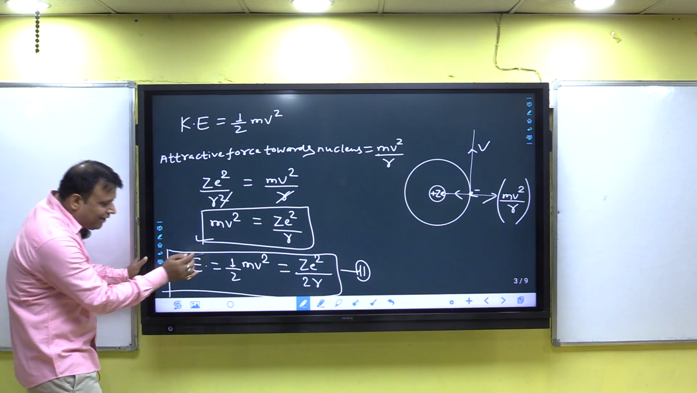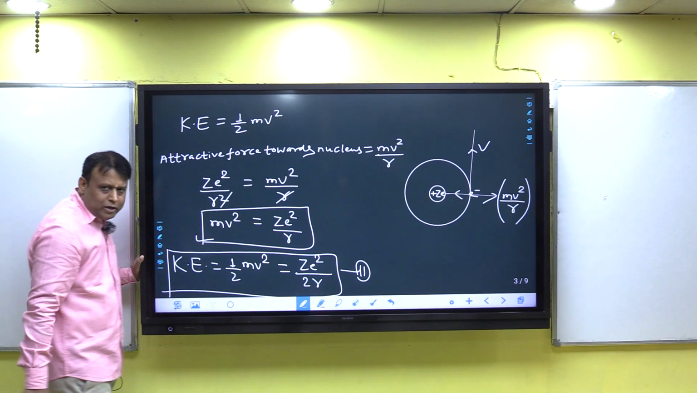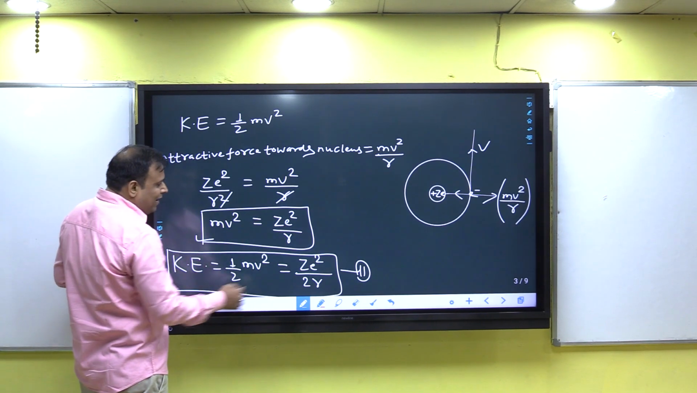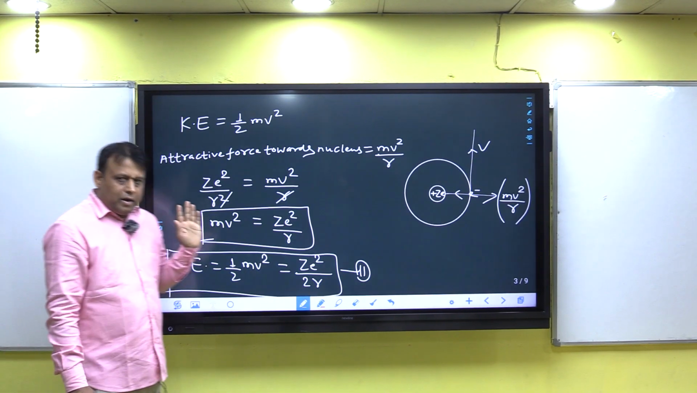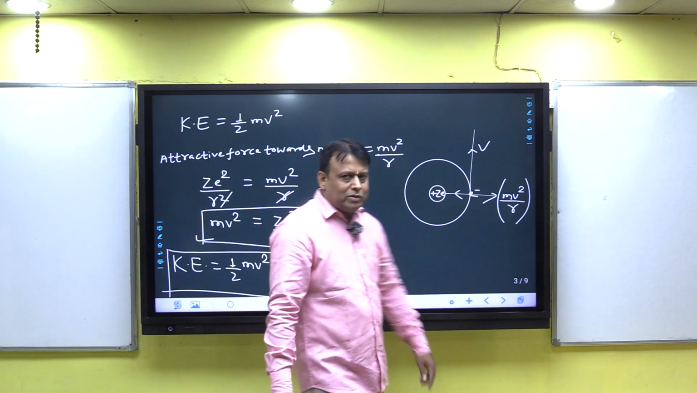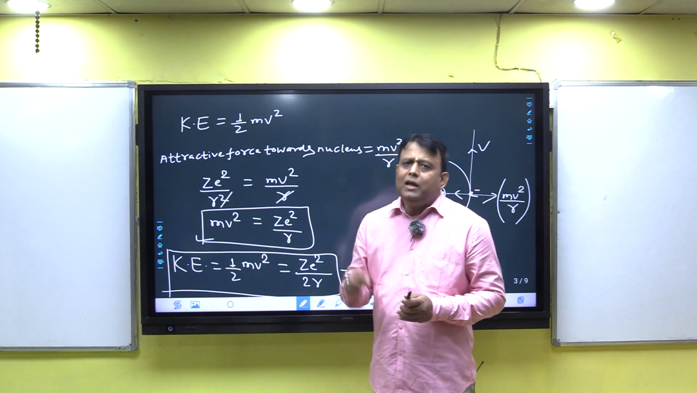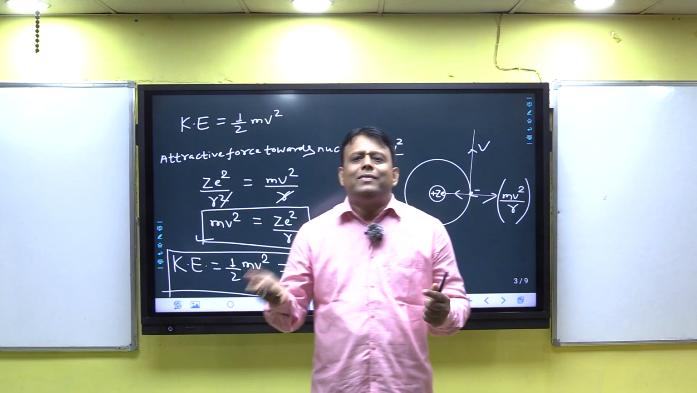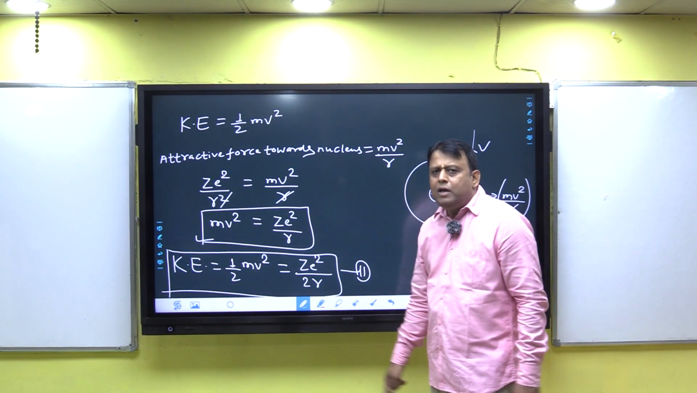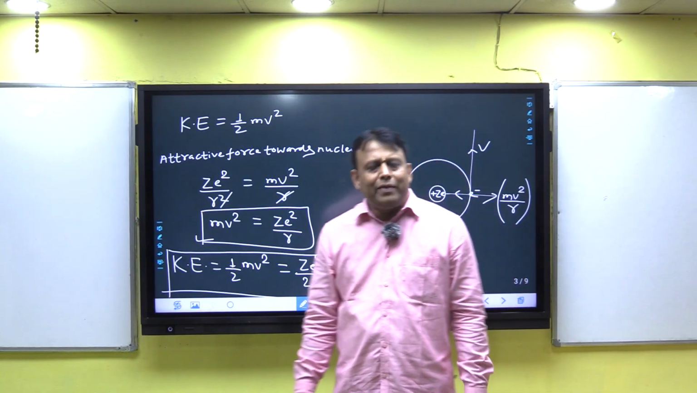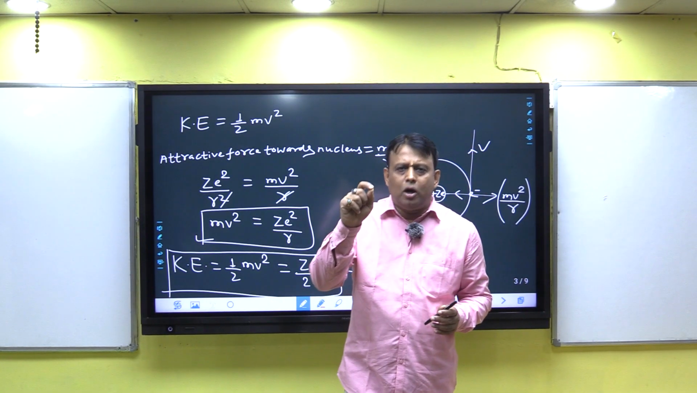Now we know that kinetic energy is half mv square and mv square is equal to Ze square by R. That means kinetic energy is Ze square by 2R. This is equation number second, and in equation number first, potential energy is minus Ze square by R. Kinetic energy is Ze square by 2R. Summation of both potential and kinetic energy is equal to total energy of electron.